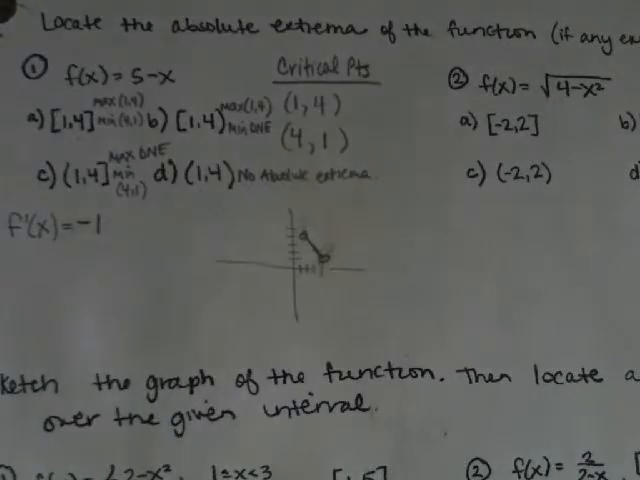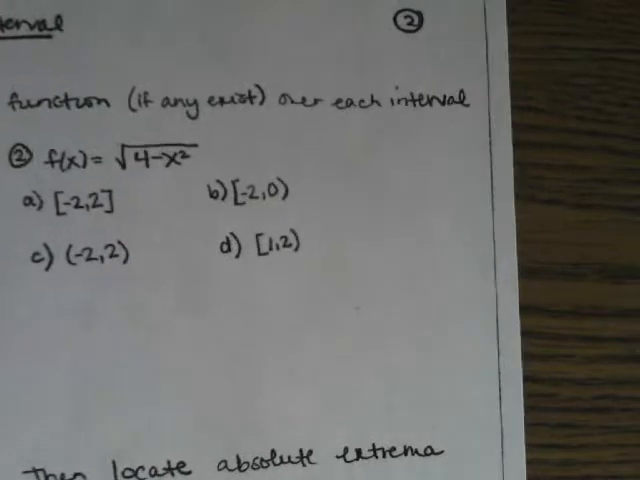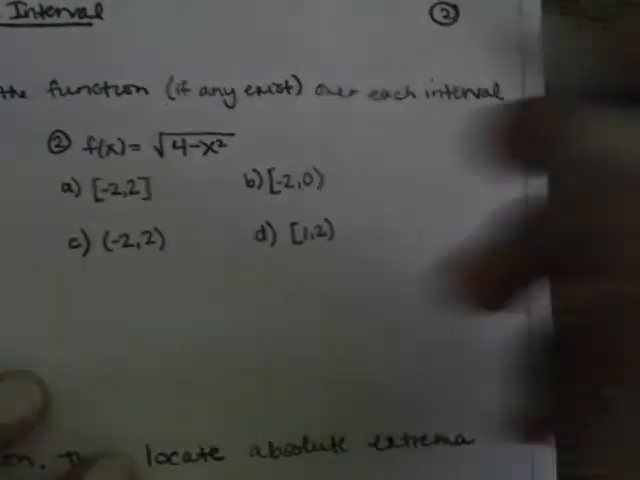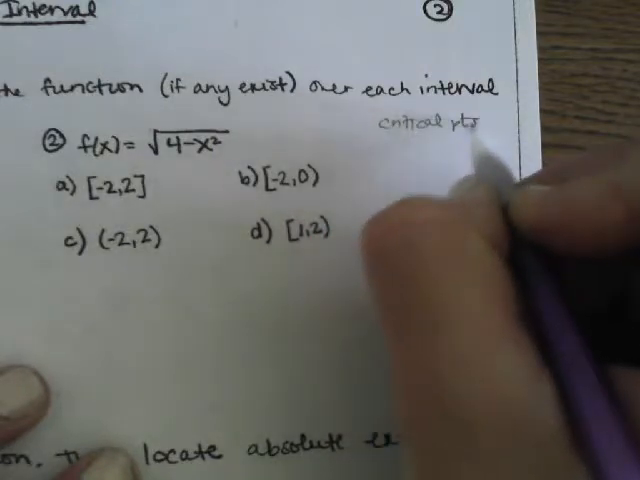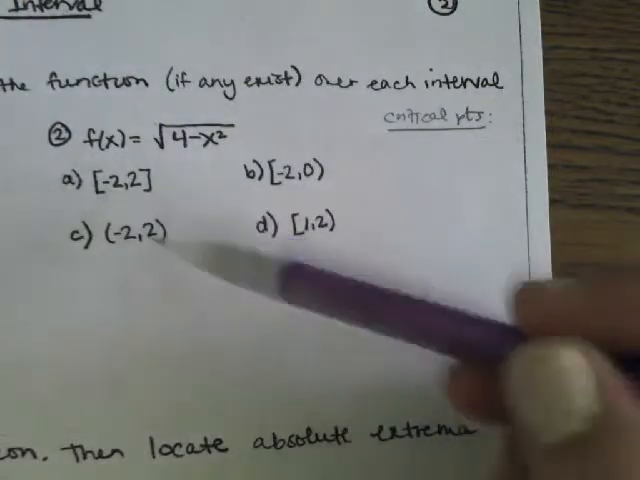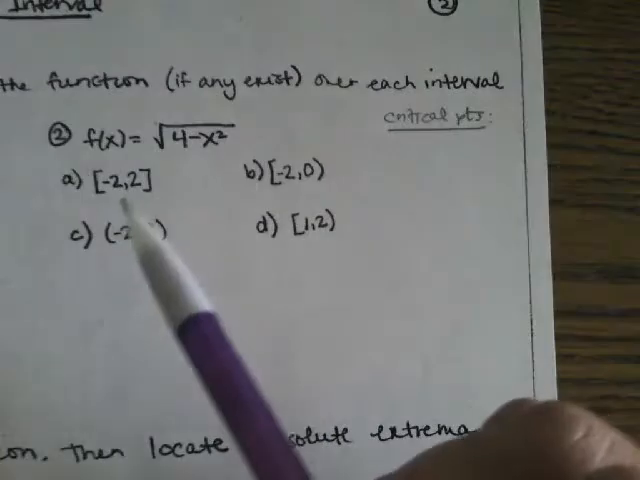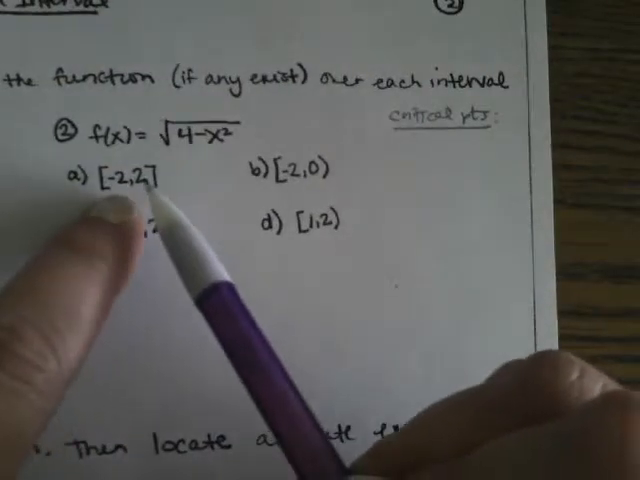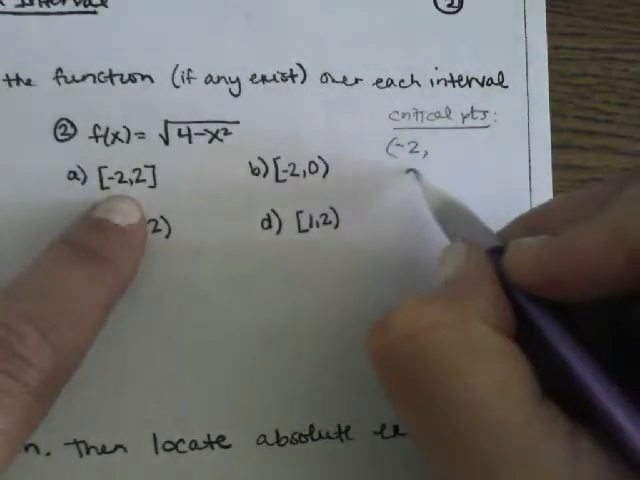Any questions on that? Okay. Number 2. We want to find our critical points. The intervals are not all -2 to 2 this time, so we're going to kind of have to change accordingly. But starting with points for part A, we do have an endpoint at negative 2 that's included, and we do have an endpoint at 2 that's included.